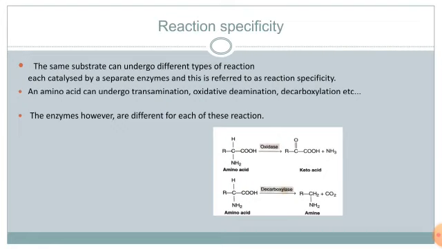Here the substrate is an amino acid, but with the help of different enzymes there is the formation of three kinds of reactions. In oxidative deamination, there is the removal of the amino group and the formation of a keto acid. With decarboxylation, meaning removal of the CO2 group, there is the formation of amines. This is reaction specificity.